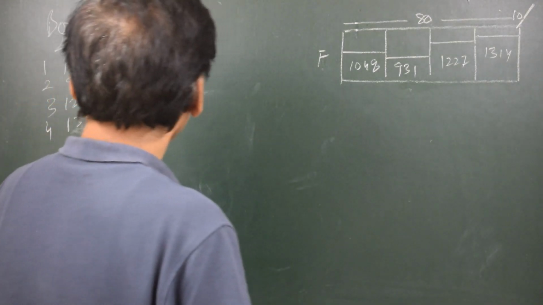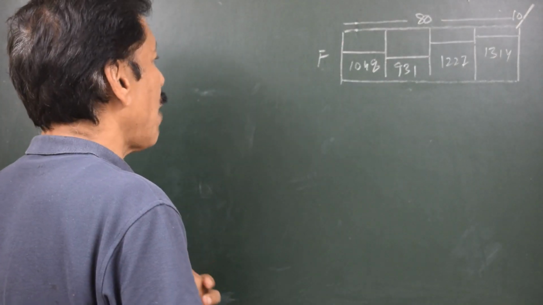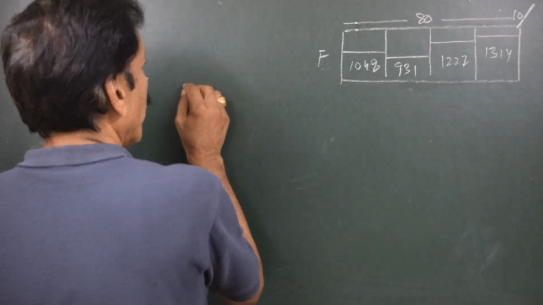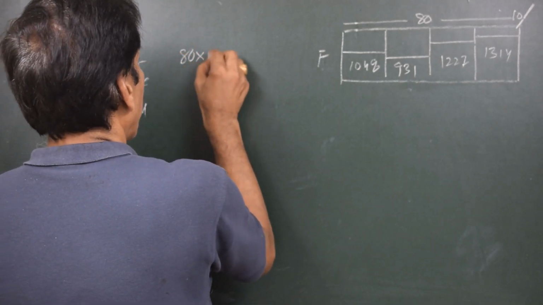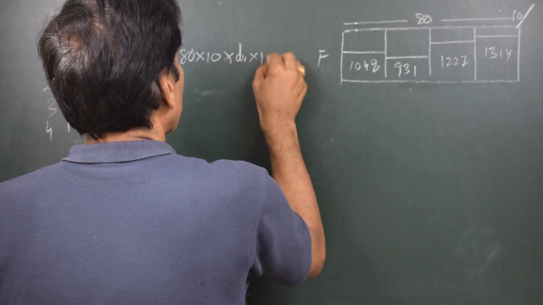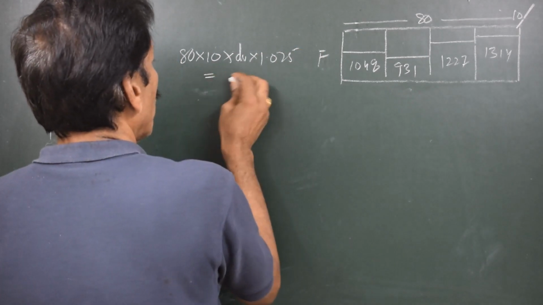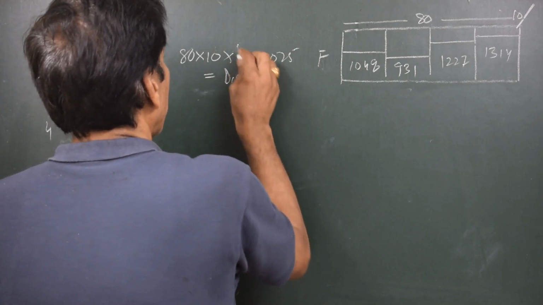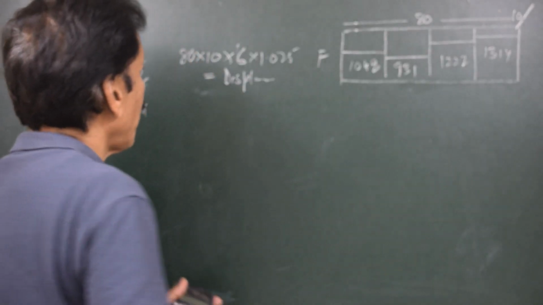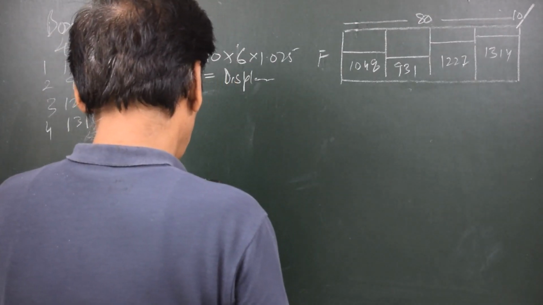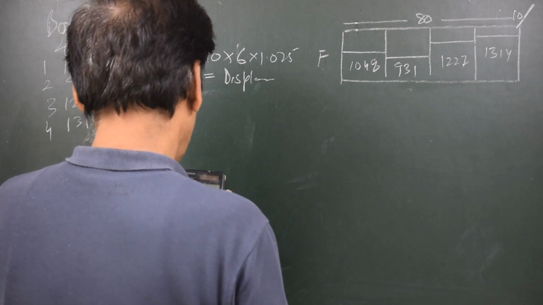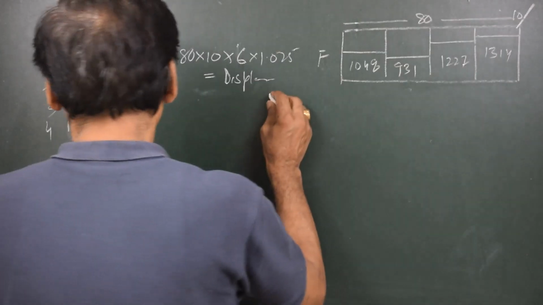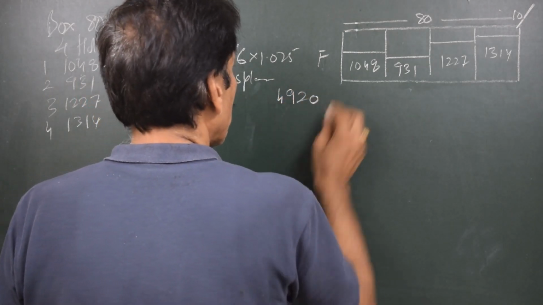Now it seems that the cargo is level trimmed in all the holds, right? Now this box vessel floats in salt water, and we know that length of the vessel, that is 80, into 10 into mean draft into 1.025 should be equal to the load displacement. It seems the mean draft is 6 meters, so let us find out the displacement. 80 into 10 into 6 into 1.025 equals 4920.